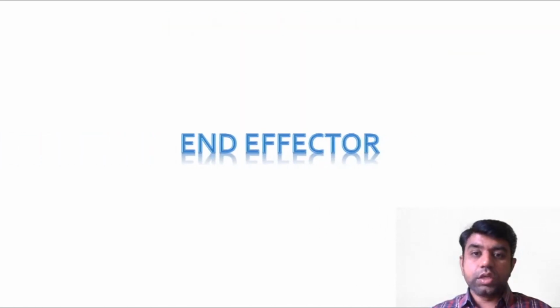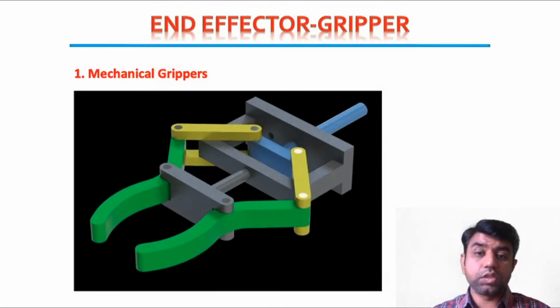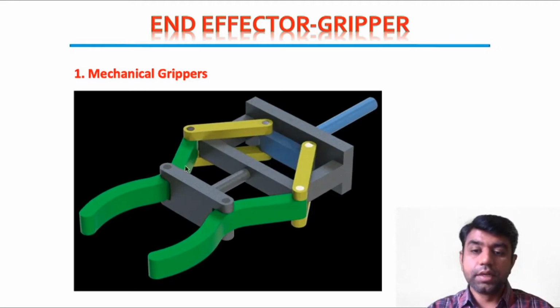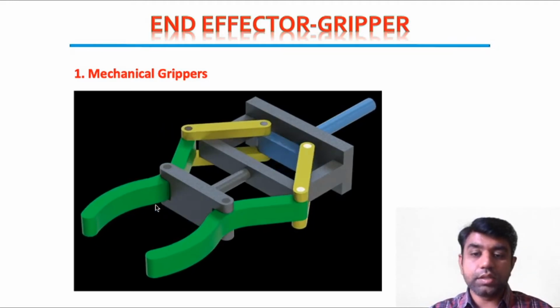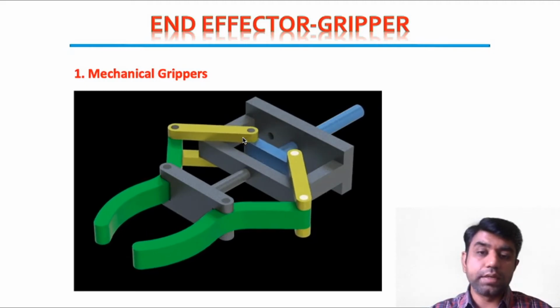Now let us understand the different end effectors, right, which are used to hold the workpiece, hold the material, right? Basically we have 6 different types of end effectors. The first one is the mechanical gripper, right? We have a simple mechanical mechanism which is used to hold the particular object, and it is called a mechanical gripper, right?